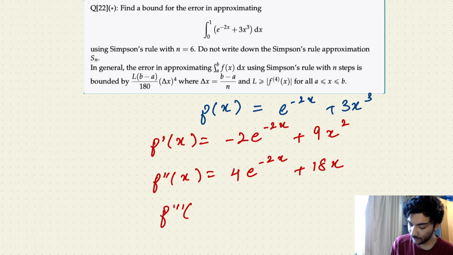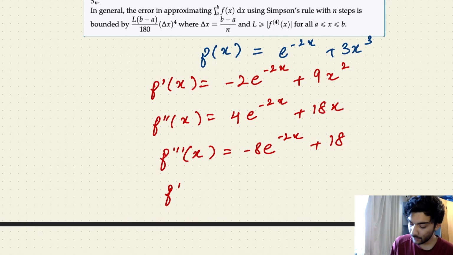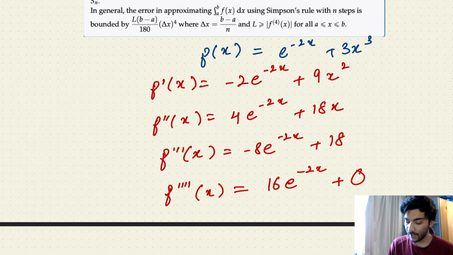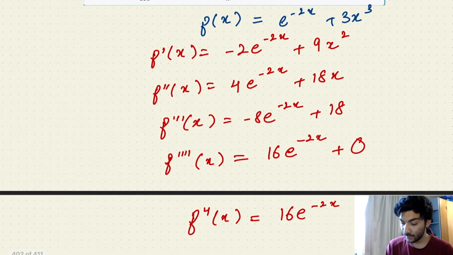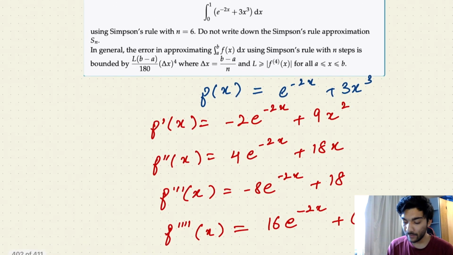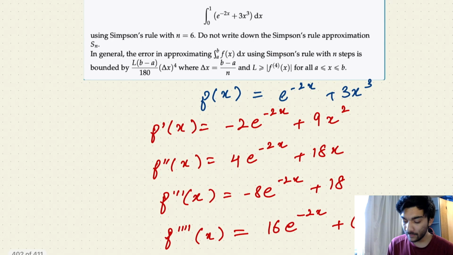Third derivative, minus 8 e to the power minus 2x plus 18, and then the fourth derivative would simply be 16 e to the power minus 2x plus 0 in this case, right? So the fourth derivative would simply be 16 e to the power minus 2x in this case, right? So we started from f of x and then calculated the value of the fourth derivative of f of x because we needed this value in order to solve for this inequality over here, right?